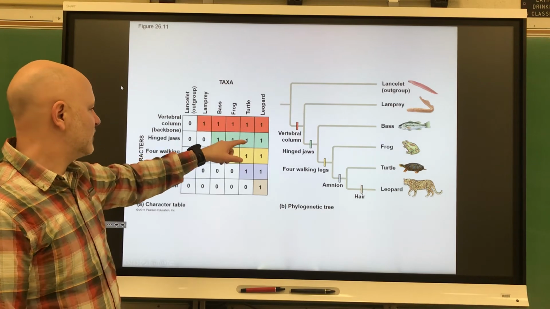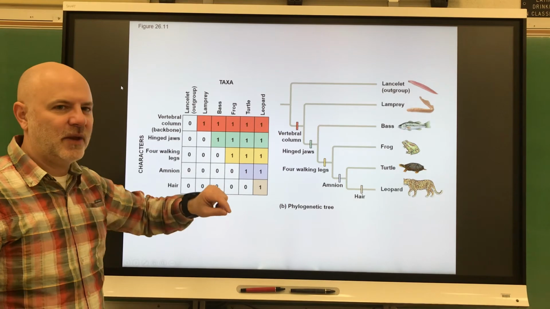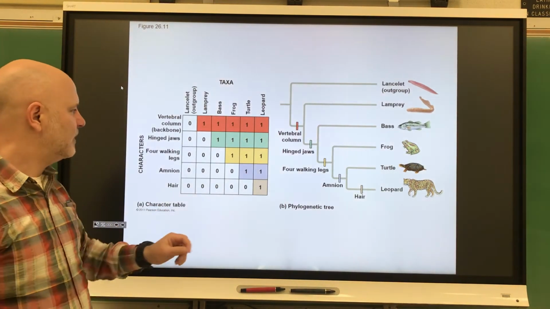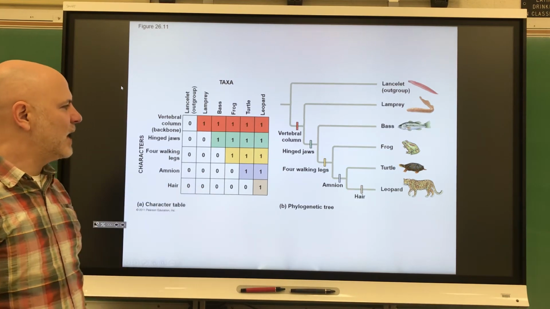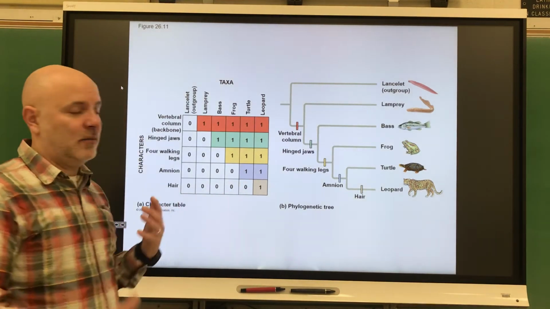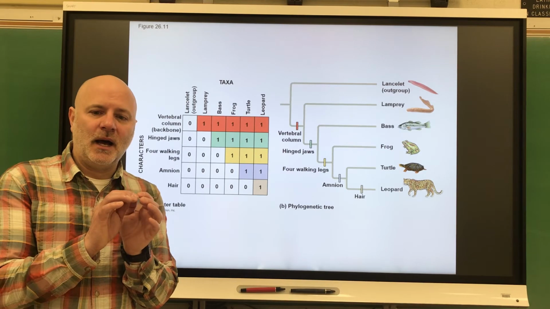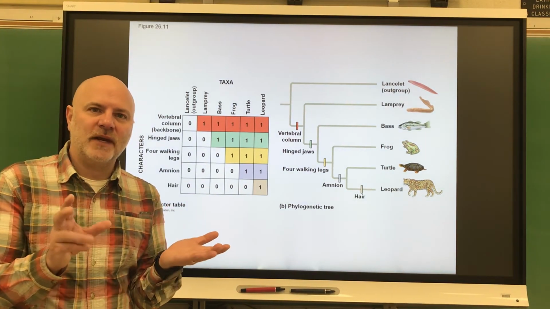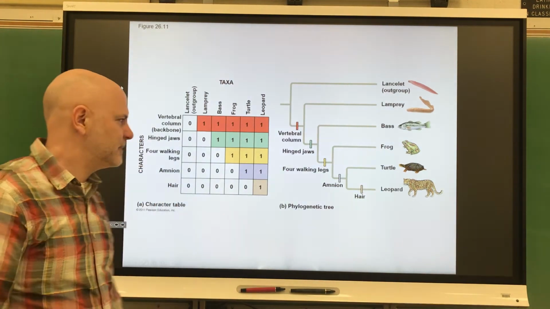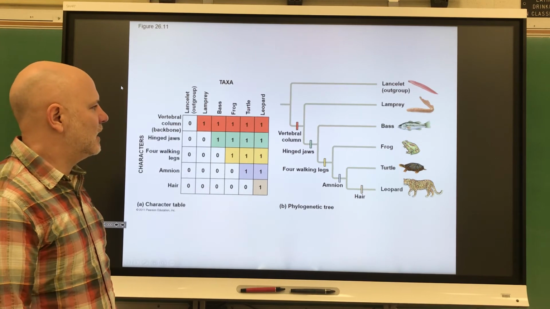Now the turtle has a vertebral column, has hinged jaws, has 4 walking legs, has an amnion. Now outside of that amnion is kind of a leathery shell. They do not produce hair, and a leopard has all of these. So an amnion with us placental mammals, that's a membrane that breaks when, quote unquote, the water breaks, right? So what mammals did is instead of laying an egg, we keep the egg inside of us. So the leopard has all these characteristics.